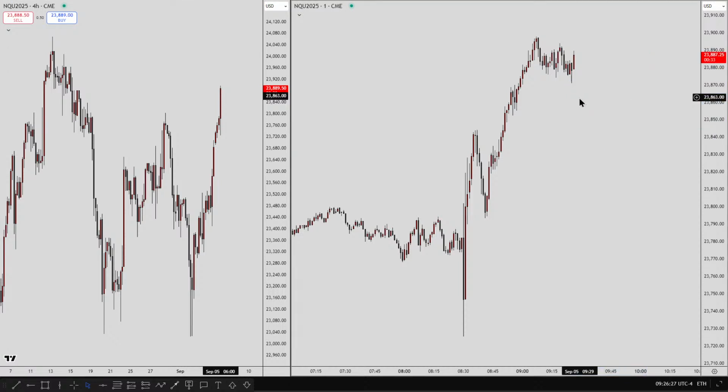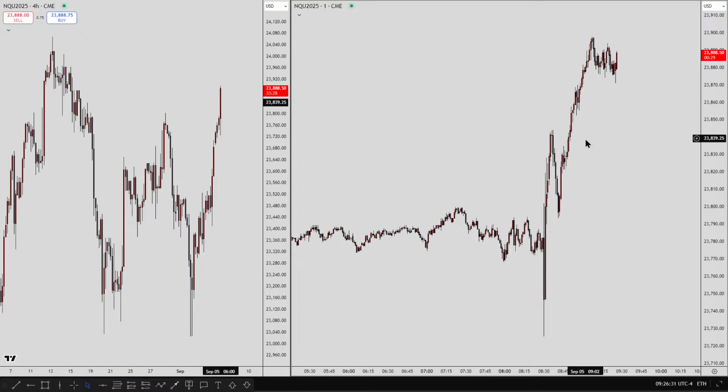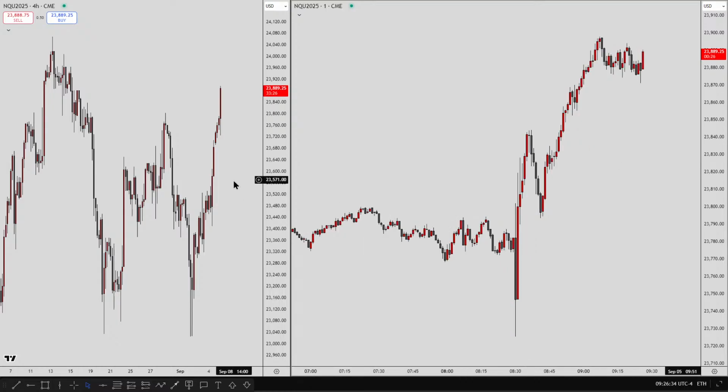So that's the plan for today. If it just takes a straight shot up and it shoots away, then we don't trade it and we miss a trade, which is fine.